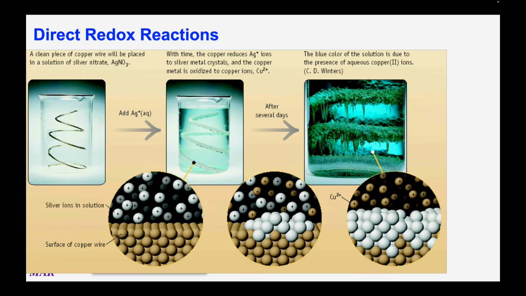So on the far right-hand side, you can see there's a lot of the white atoms. Those are the silver atoms now that are connected to the rest of the copper metal. On the other hand, there's a lot of the kind of goldish looking ions floating in solution. Those are the copper 2 plus ions that have given up their electrons. They're floating around in solution, and that's what gives it its blue color.